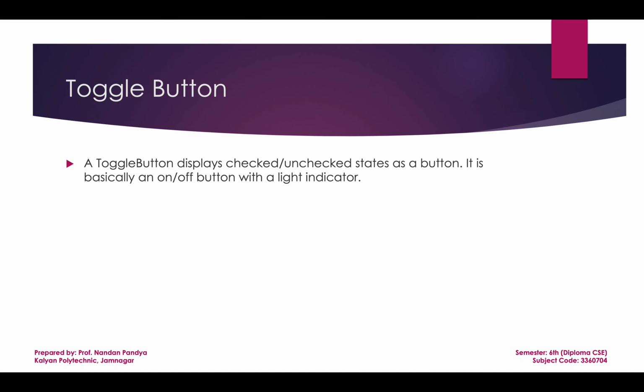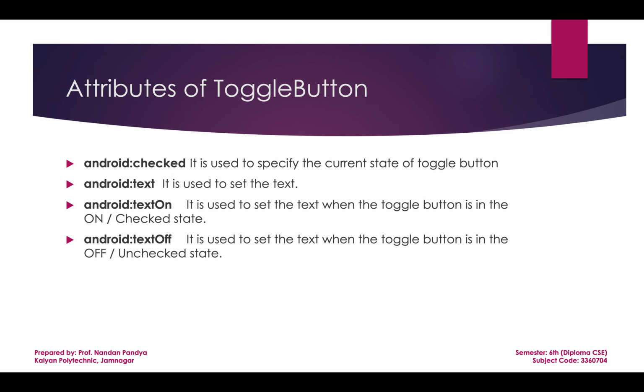Next control is ToggleButton. ToggleButton is a control that is used to display on or off states as a button with a light indicator. The toggle button is useful for the users to change the settings between two states, either on or off. State of the buttons can be predefined by the checked attribute, and the label for each state can be assigned by textOn and textOff attributes.